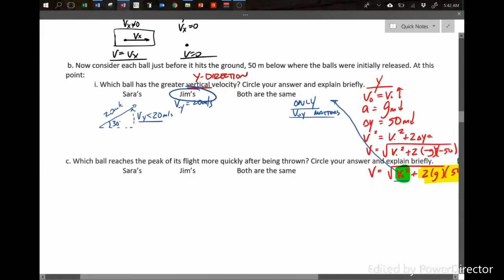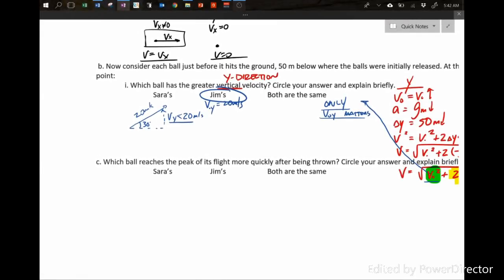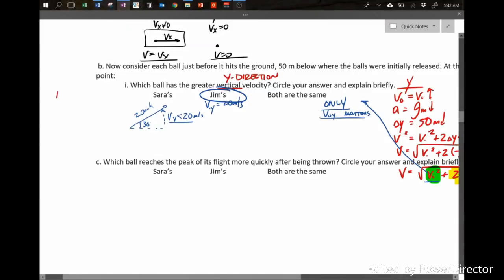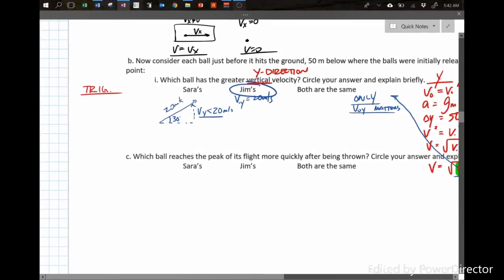Now, if we want to find that piece, we've got to do a little bit of trig. I'm going to try to make it a little bit easy for you. If that's my angle, that's the opposite side.